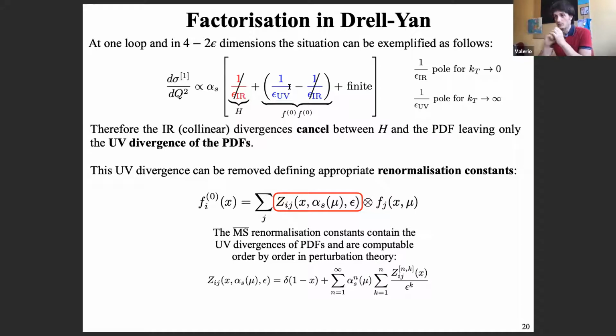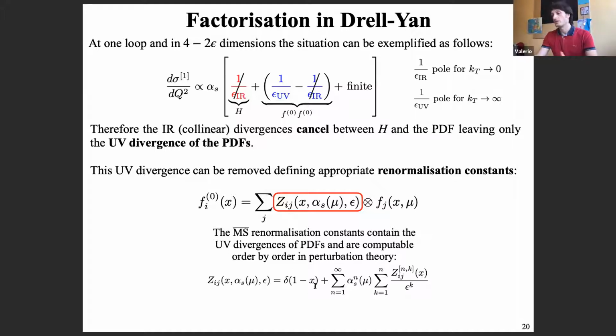appropriate renormalization constants. So what you do, you define the bare PDF as the convolution of appropriate renormalization constants, Z_ij, convoluted with the renormalized PDFs. The renormalization constants can be, and usually are, computed in the MS-bar renormalization scheme. Of course, they contain the UV divergences of PDFs and are computable order by order in perturbation theory. And this is quite a familiar structure of the renormalization constant.